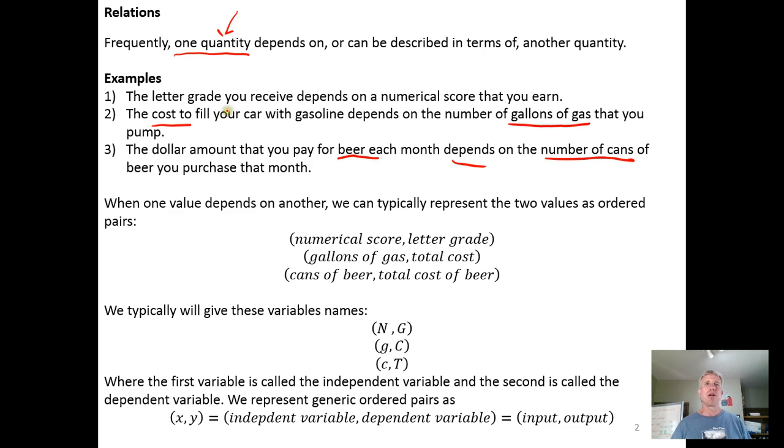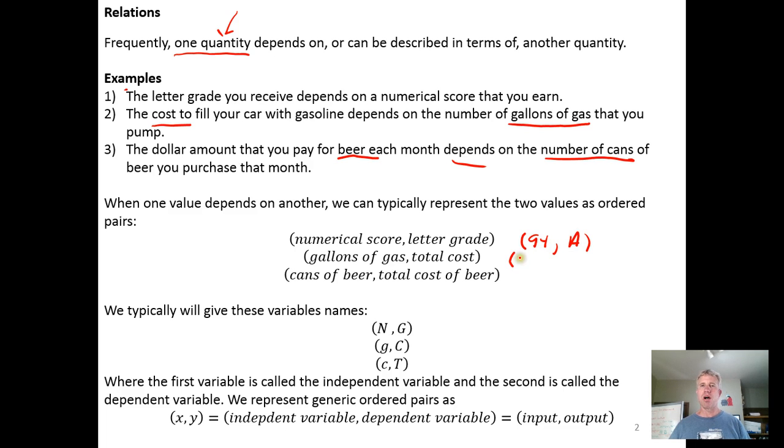And when we have a relationship between two quantities, we can typically put them in an ordered pair notation. So for example, in number one, where we talked about the grade, so the score that you get in a class, comma, the letter grade that goes with it. So for example, if I said 94 as a percent, then that would correspond to an A in a class. And this would be a relationship described as an ordered pair. This is the letter grade depending on the numeric score that you earn.